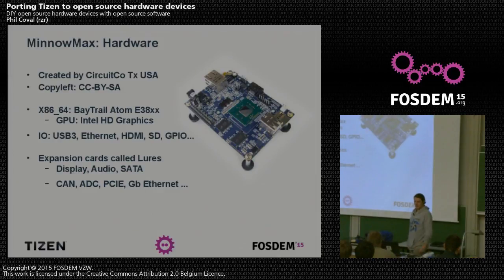It's created by an American company known as CircuitCo, and all the designs are copyleft under a Creative Commons Share-Alike license. And it's using the Atom Bay Trail platform. It exists in two different versions, one with a single core and the other with a dual core. And it features a fully open source mainline-supported GPU. So this is very interesting. If you look at graphics in the embedded world, you have something which is open source and already integrated into the kernel. And of course, we also have expansion slots.